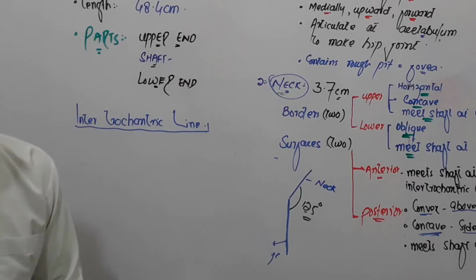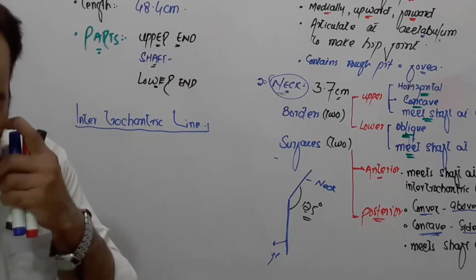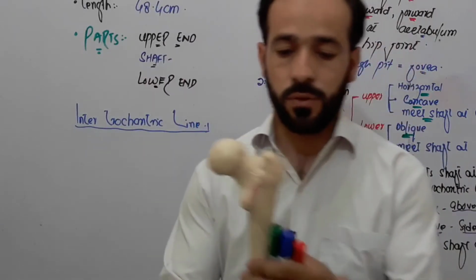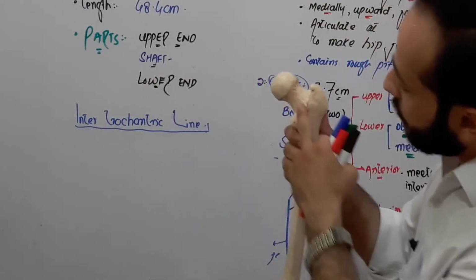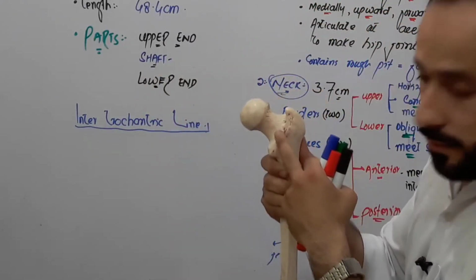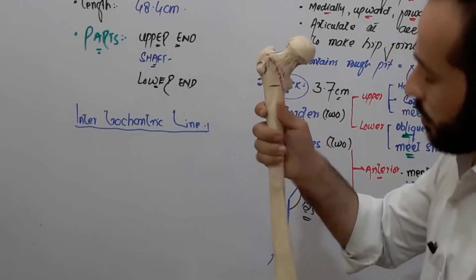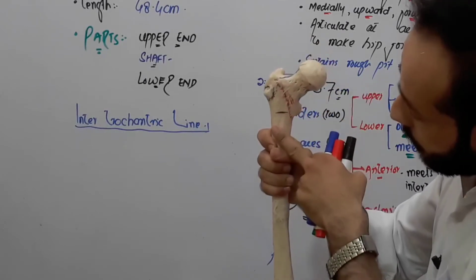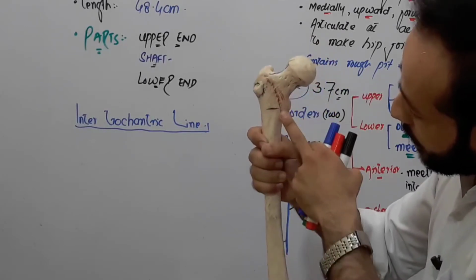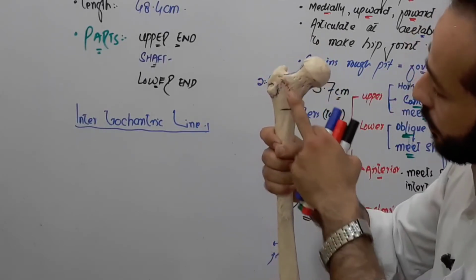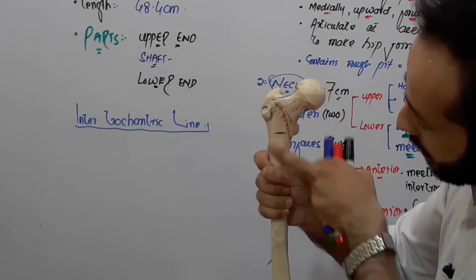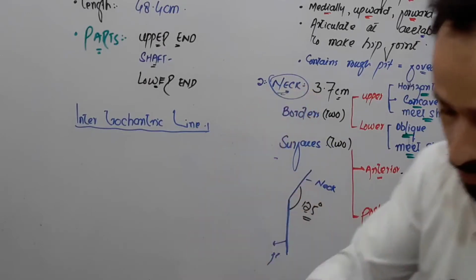The intertrochanteric line is present between the junction of the anterior surface of the neck with the shaft. Look carefully. This is the anterior surface of the neck, right? Okay, like this, sorry. This is the anterior surface of the neck, and this is the shaft, right? So this is the intertrochanteric line. So this intertrochanteric line is actually the junction between the anterior surface of the neck and the shaft.